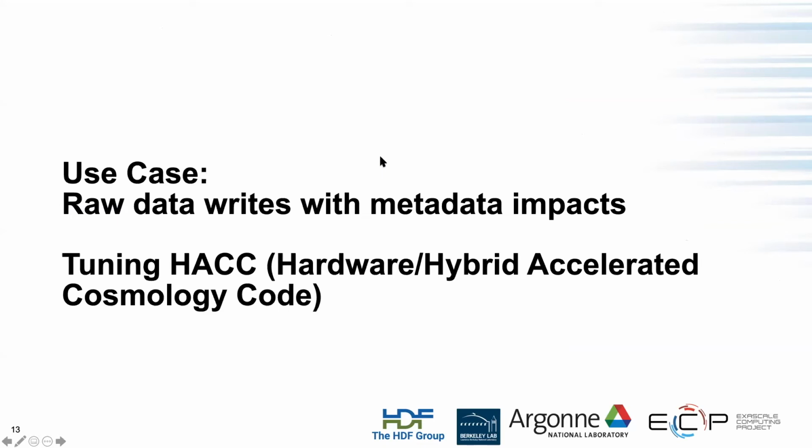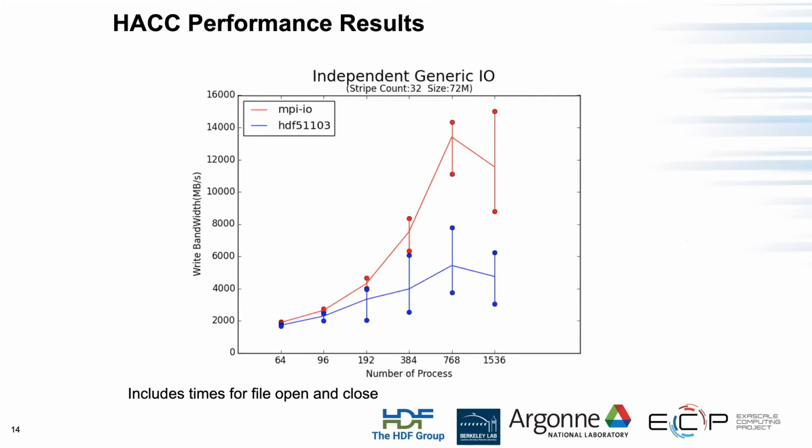So let's look at a use case. There's an application called HACC, which is a hardware hybrid acceleration cosmology code. It has the ability to do an MPIO only implementation where they just write the data using MPIO. We also did an implementation using HDF5. And if you look at the number of processors on the x-axis and the write bandwidth on the y-axis, you can see that the red is the MPI performance, which is very good.